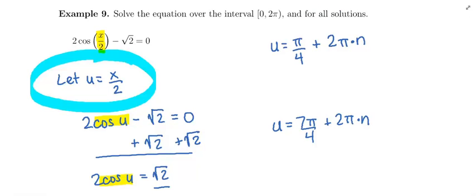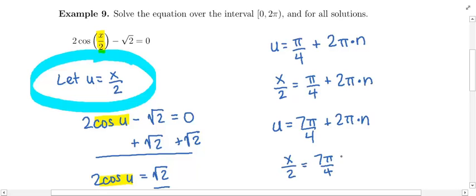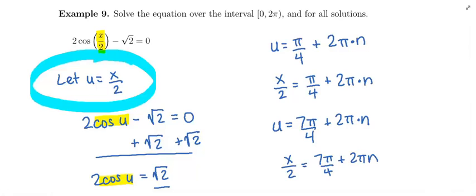I know that u is the same thing as x over 2. So this is going to be x over 2 is equal to pi over 4 plus 2 pi times n. And then this one would be x over 2 is equal to 7 pi over 4 plus 2 pi n. Now the equation has been converted back to x. That's what we want. We want x values.